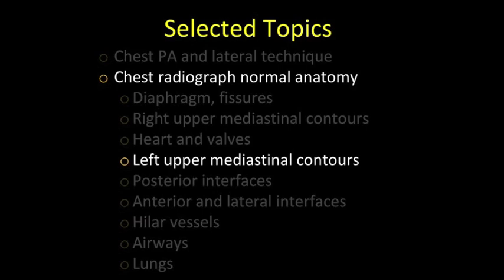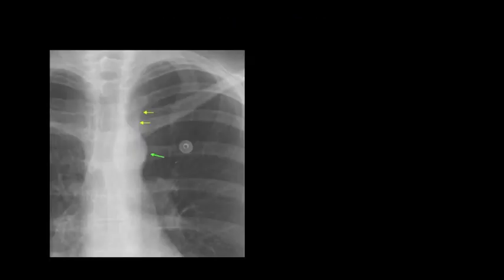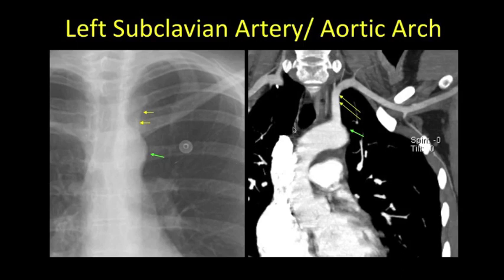The left upper mediastinal contours are created by the left subclavian artery and the aortic arch in the uppermost aspect. On the corresponding coronal reformats, we can see how the lung abuts the vessels in these regions. The left subclavian artery can also be visualized on the lateral radiograph. We can see here the tracheal air column, and we see this opacity crossing over the air column. This actually is a portion of the left subclavian artery after it arises from the aortic arch.